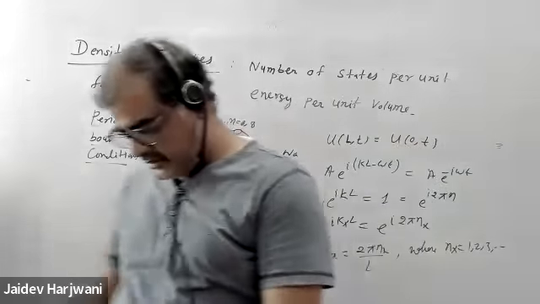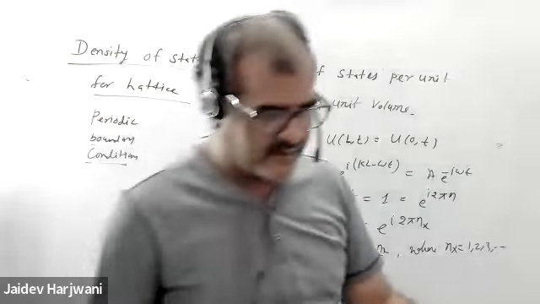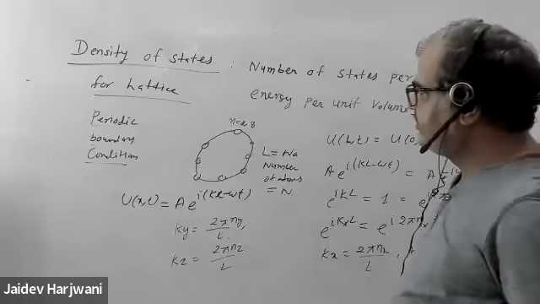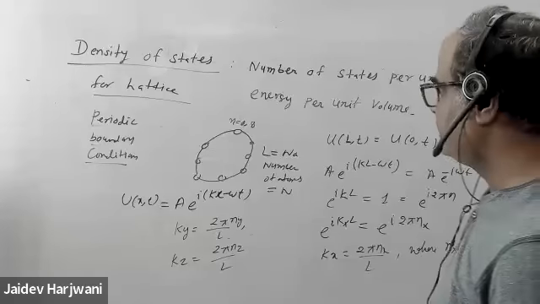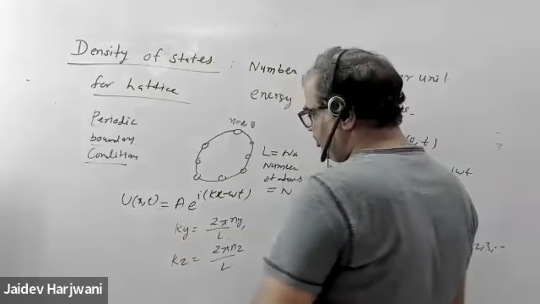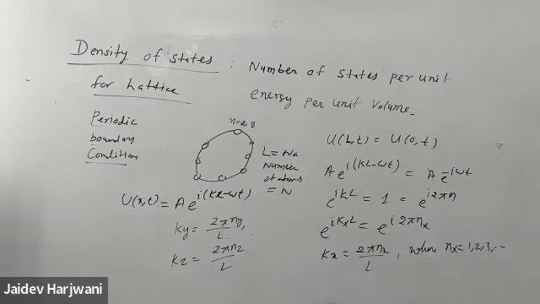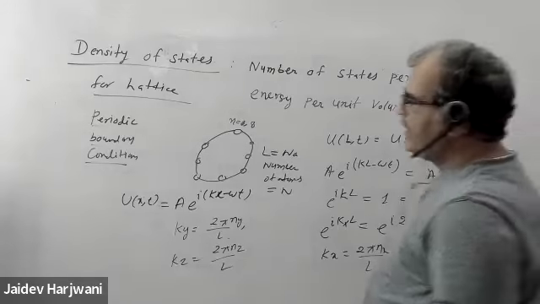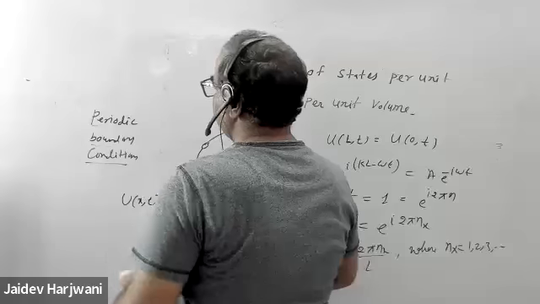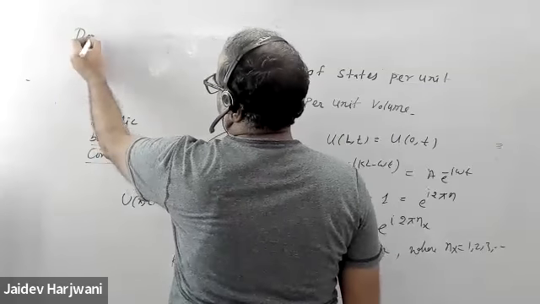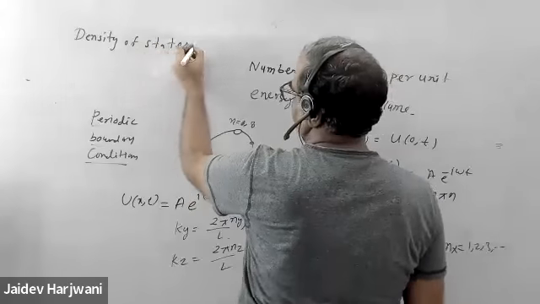So now I want to calculate the density of states. Let me calculate the density of states in 3D. So we have kx, ky, kz. Now this is the length of the k cell, the dimensions of k cells. So put the heading now: density of states in 3D.